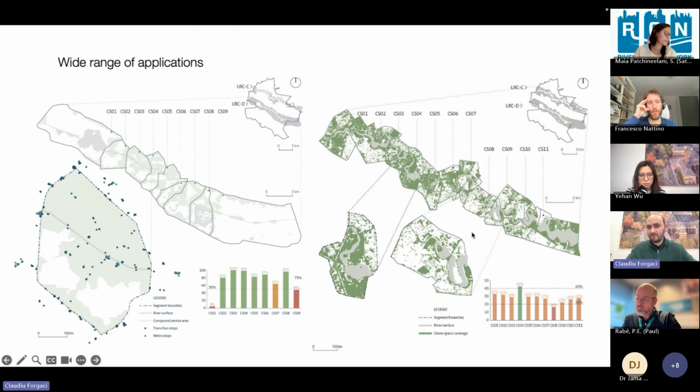And on the right, you see another river where green space coverage is analyzed both on corridor and on segment level. Now, these are examples of quantitative analysis, but you can imagine that the same boundaries can be used to delineate some sort of phenomenon for qualitative analysis as well.